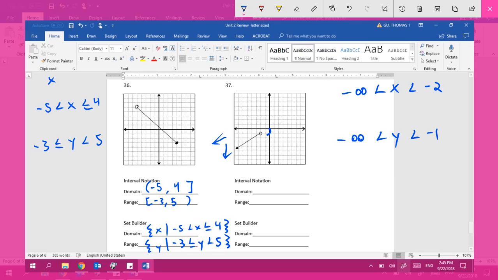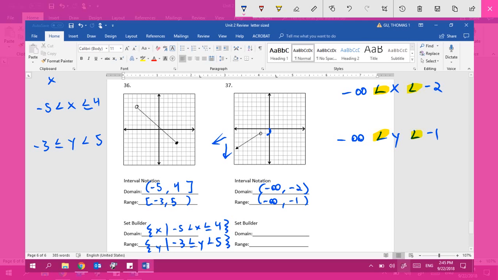Now we can take these points and change them into interval notation. Once again, let's take a look. We got less than, that's parentheses and parentheses. And our two numbers, -infinity and -2, in that order. Now for the range, let's look at the two symbols. Less than, that's parentheses and parentheses. -infinity, comma, -1. Those are my two numbers.